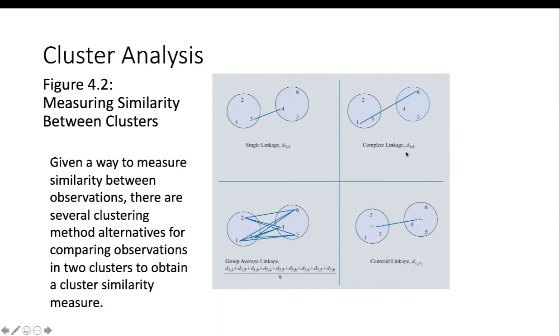Now, the complete linkage clustering method is almost the opposite of the single linkage, right? So it defines the similarity between the two clusters as the similarity of the pair of observations, one from each cluster, that are the furthest from each other. So complete linkage will consider two clusters to be close if their most different pair of observations are close. This method produces clusters such that all member observations of a cluster are relatively close to each other, right? And the clusters produced by complete linkage have approximately equal diameters.